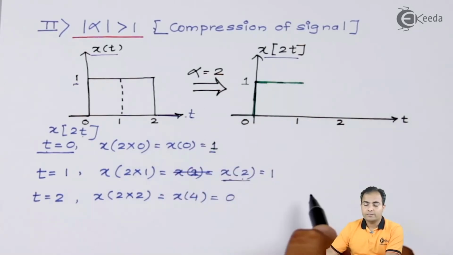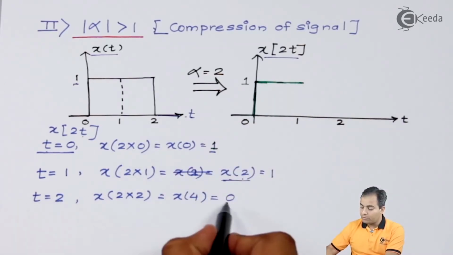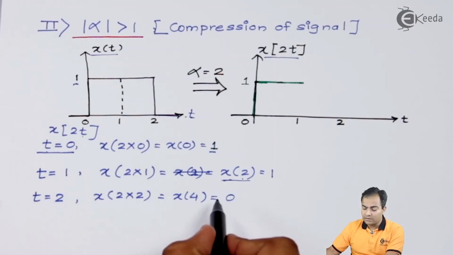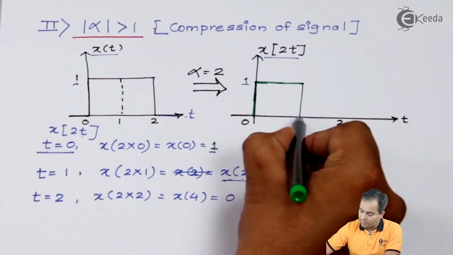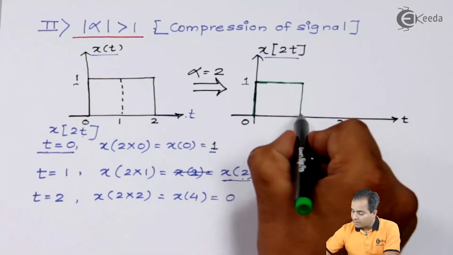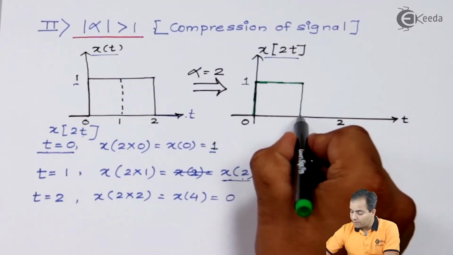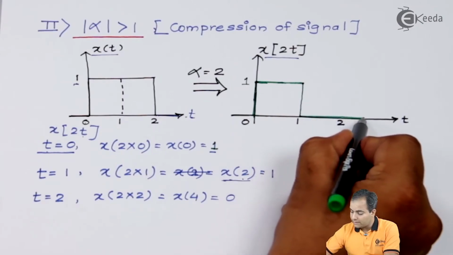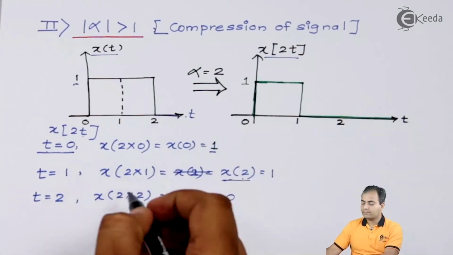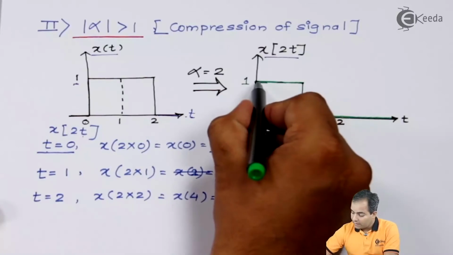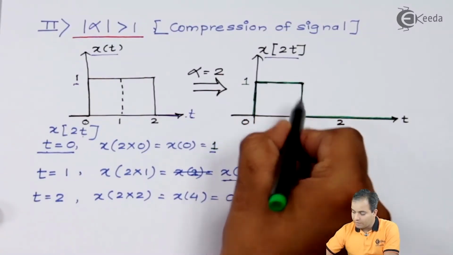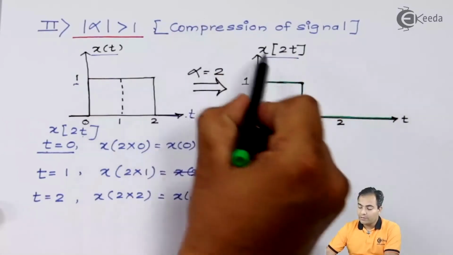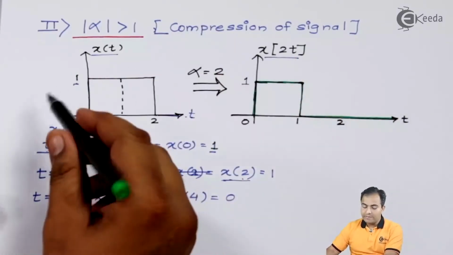Till 1. But at t equals 2, the graph amplitude is 0. Means what? We have to stop at 1. And after that, the amplitude after 1 is always 0. This is the graph of x of 2t, and you can see that already the time period changed.